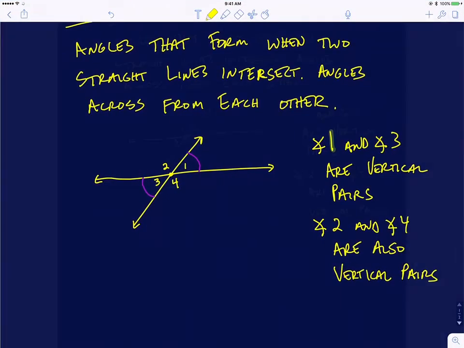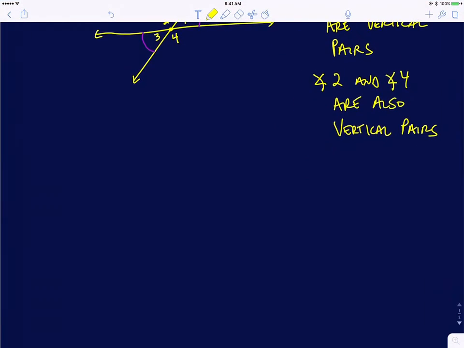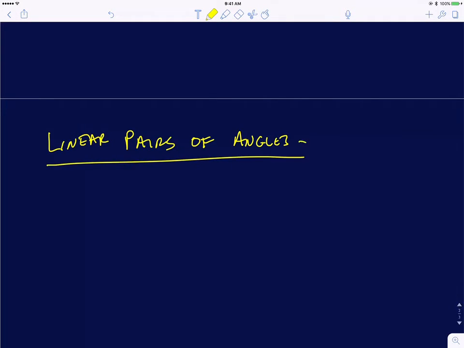The other type of angle that we want to define are linear pairs of angles. These are angles that share a vertex and a side. We have to have more to the definition than that.